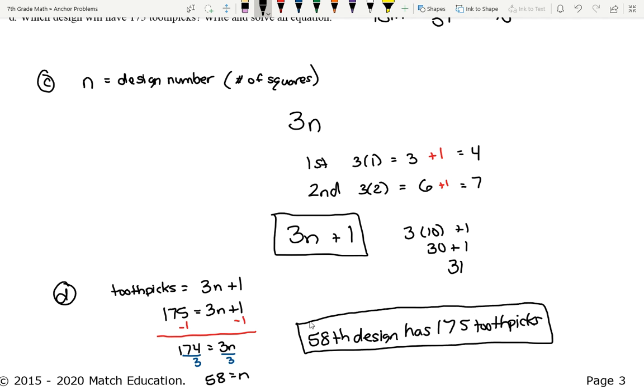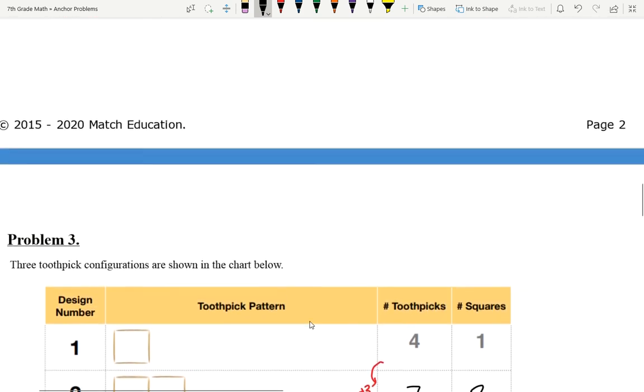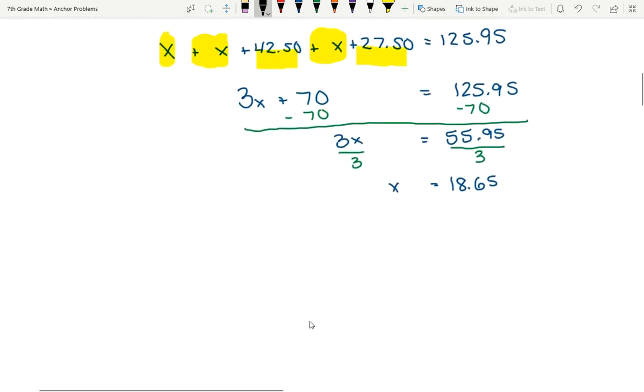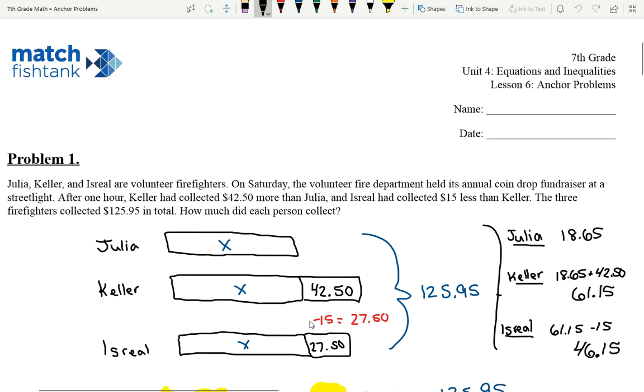Now I would go ahead and draw that for us, but I don't think anyone wants to see that at this point. So that is it for this lesson, these 3 examples, these 3 anchor problems for 7th grade, Unit 4, Lesson 6. Good luck.